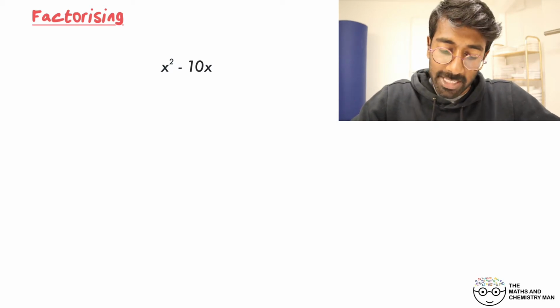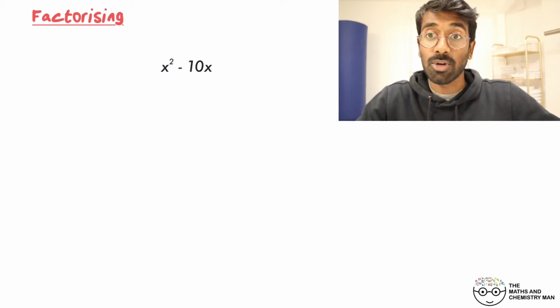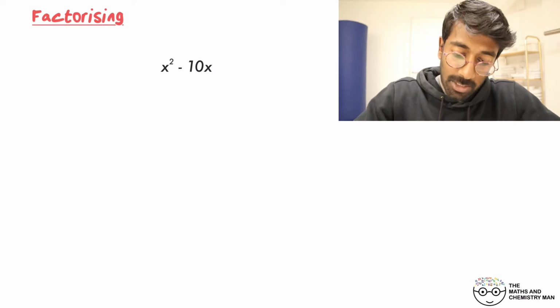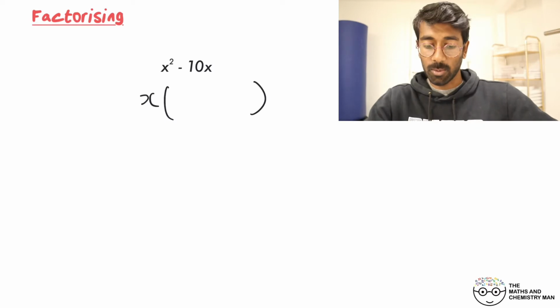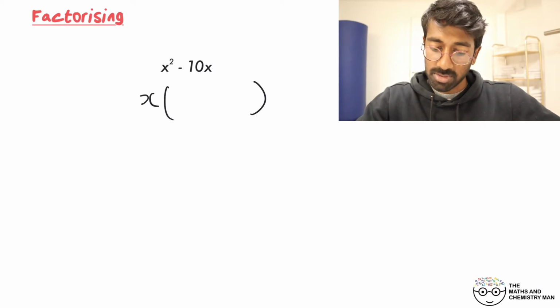What's common between x squared and minus 10x? Well, the common factor there is just x. So we'll take that on the outside. And then how do you work out what's left on the inside? Well, just take this and divide it by whatever is on the outside. So x squared divided by x is just x. And then minus 10x divided by x is just minus 10.